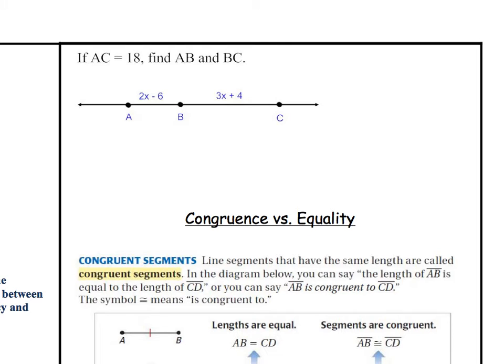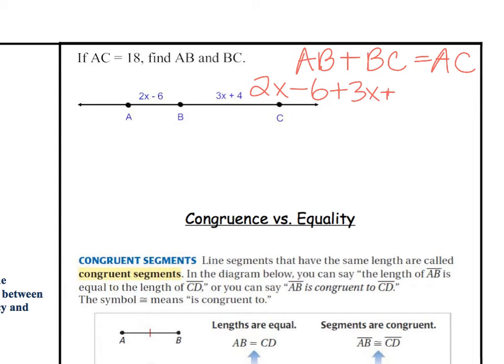So if AC, the entire segment from A to C, is 18, find AB and BC. Let's write a statement first. We know that AB plus BC is equal to AC. Instead of writing AB, we'll put 2x minus 6. Keaton, what do I replace BC with? 3x plus 4. And I should put 18 for AC.